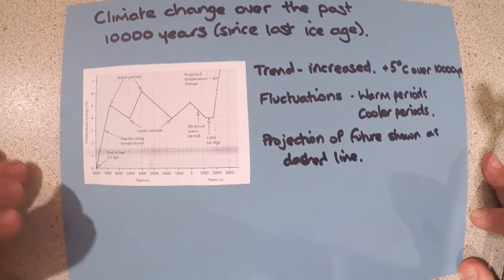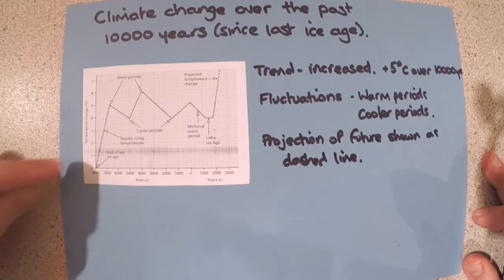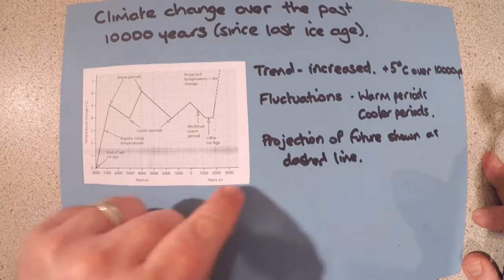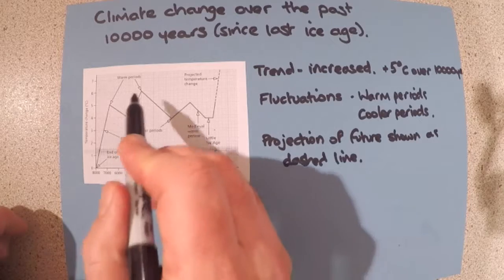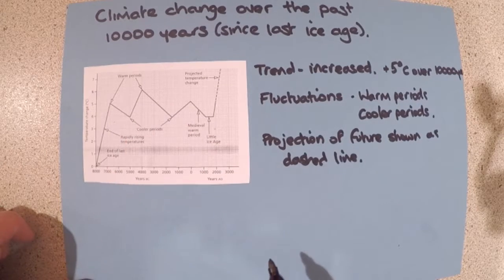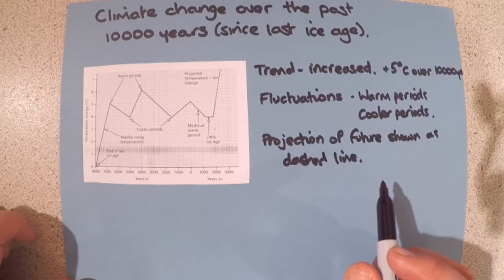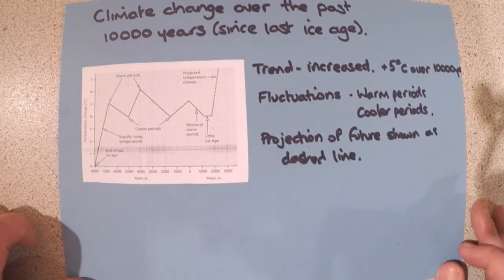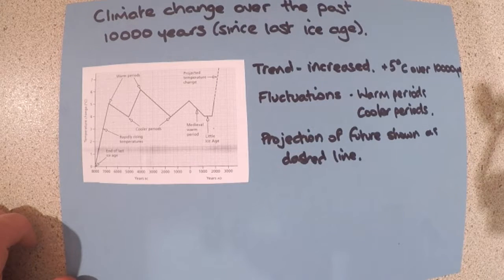So overall then, to summarise, the trend of this graph is that there's been a temperature increase. If you're asked to use data in your answer, then the data is up here on the side. It's not the dates across the bottom. So the increase has been of 5 degrees over 10,000 years, although the highest increase was by 6 degrees. There have been fluctuations with warmer periods and cooler periods, and the projection here is shown as a dotty line after the current date and looking into the future, simply because it is a projection for the future.